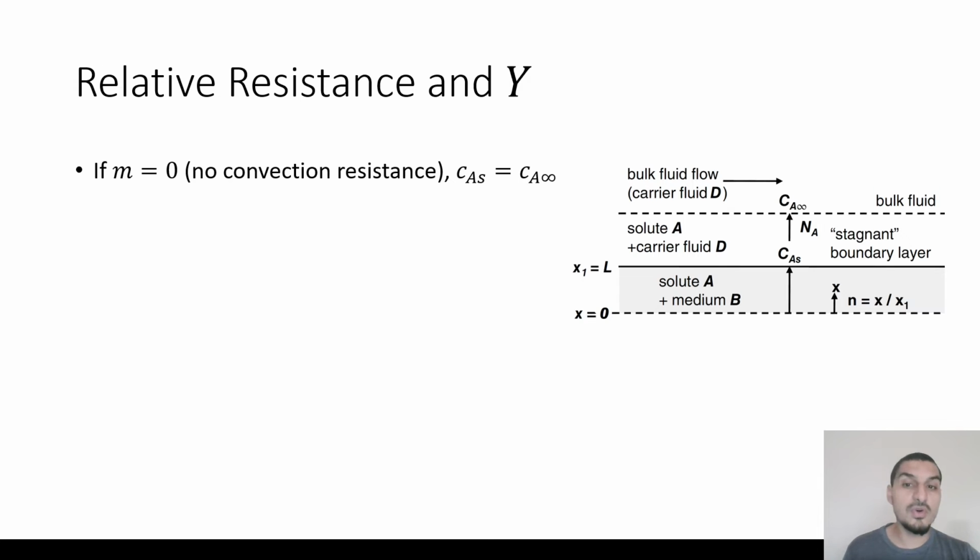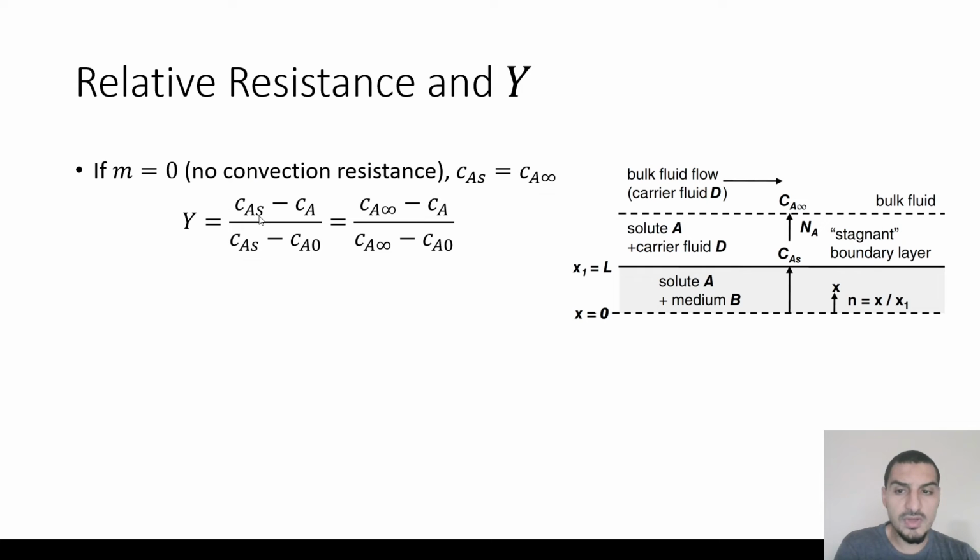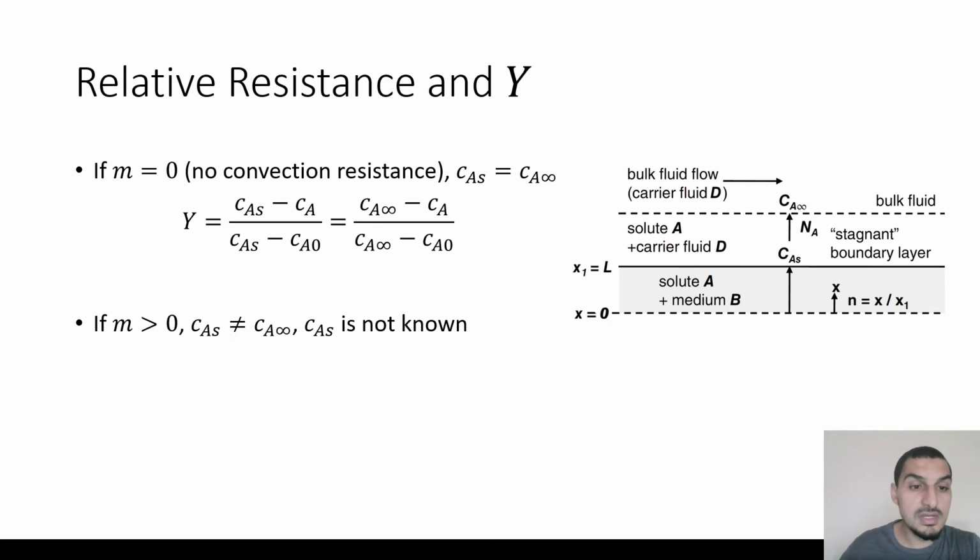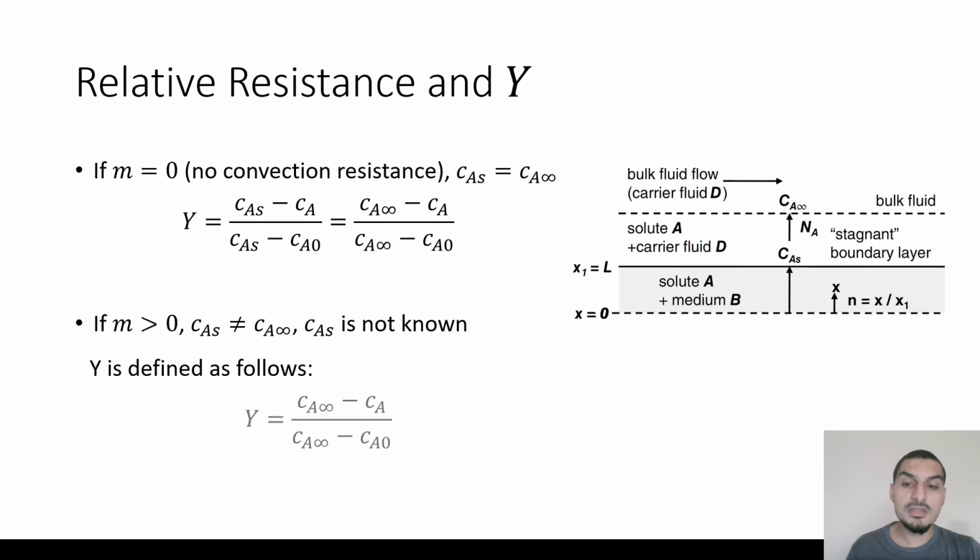Either you have no convection resistance, in which case CAS equals CA infinity, and the equation is going to be the same. Instead of having CAS, I'm going to use CA infinity. In case I have a value of M which is not zero, a positive value of M, it means that there is a resistance to mass transfer outside the body, a convection mass transfer resistance, I mean. In this case, we will use the same equation, which is C infinity minus CA over C infinity minus CA node. But in this case, the value of M will shift the curve that I'm using somehow, and this is something that we will see next video, inshallah. So this is something that M will take care of.